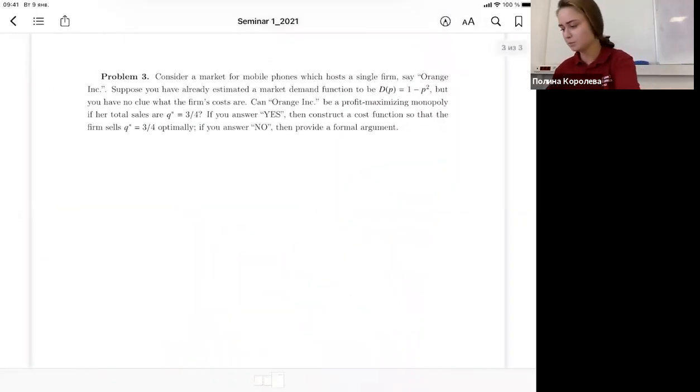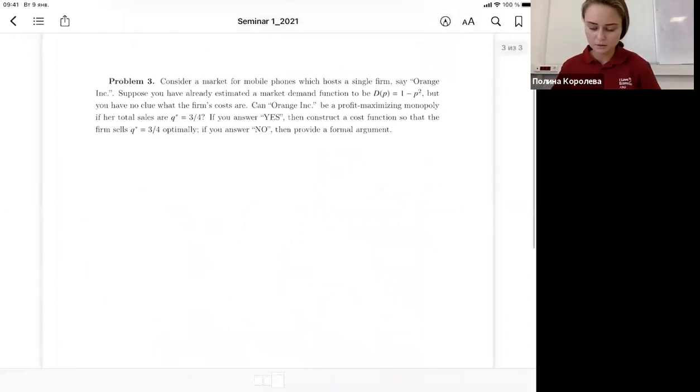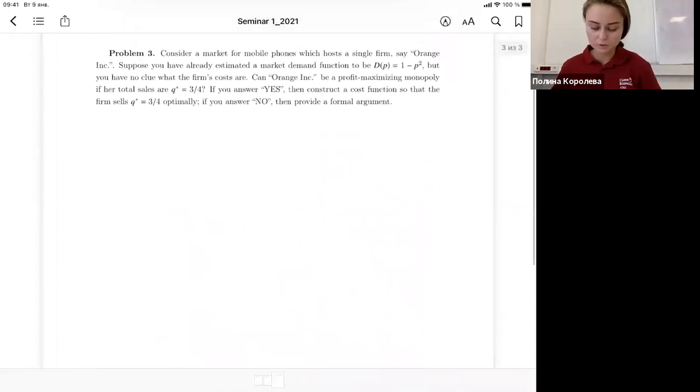Problem three. I will prove it for you. Let's do it. So let's read. Consider a market for mobile phones, which hosts a single firm. Single firm, that means monopoly.